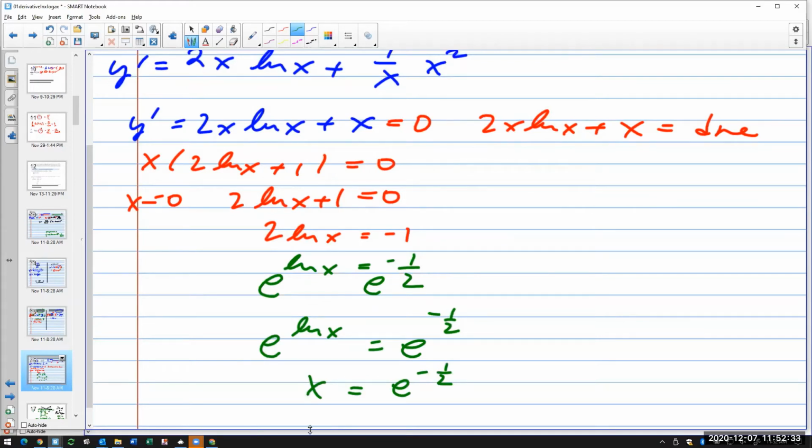Now I need to clarify this with you. Even though there's a negative sign here, this is not a negative number. This is really 1 over e to the 1/2, or you could say 1 over square root of e. But it's not a negative number. That's going to go in my number line.